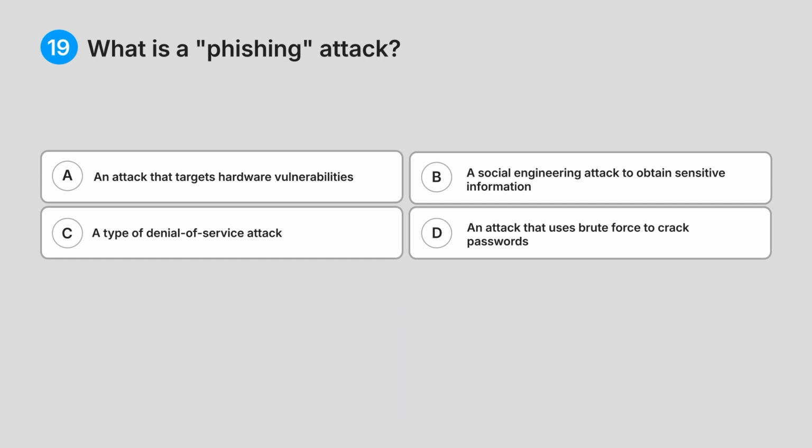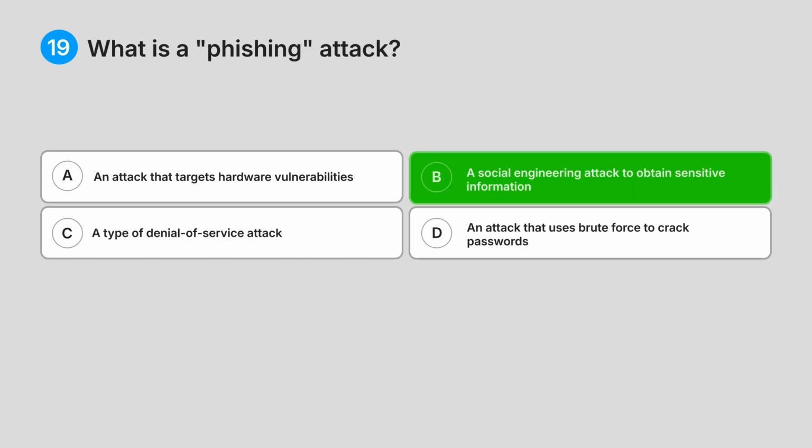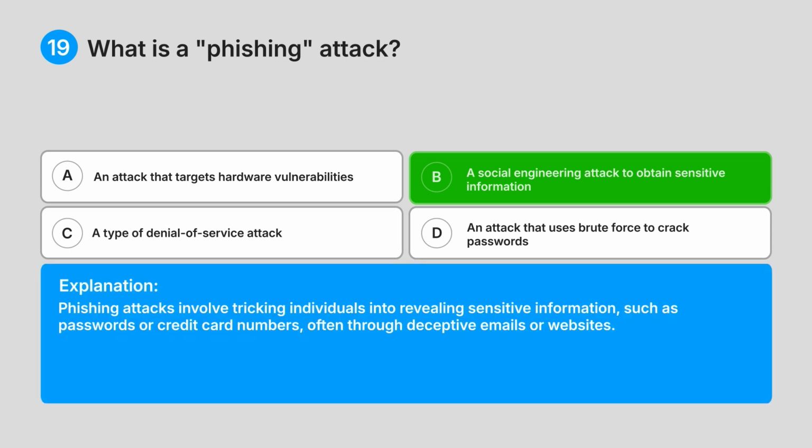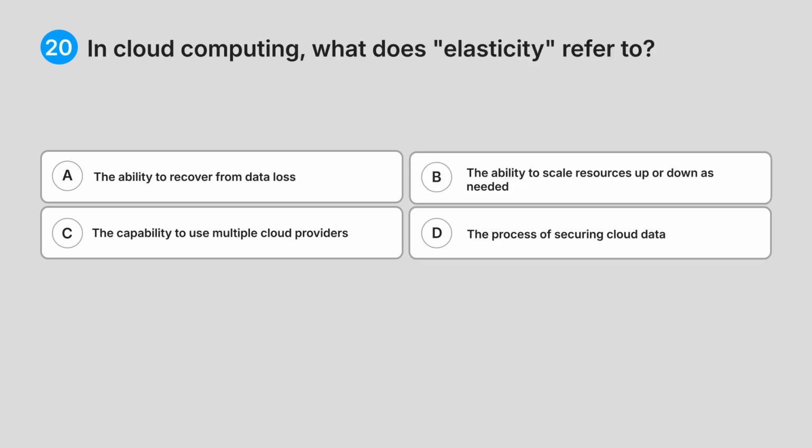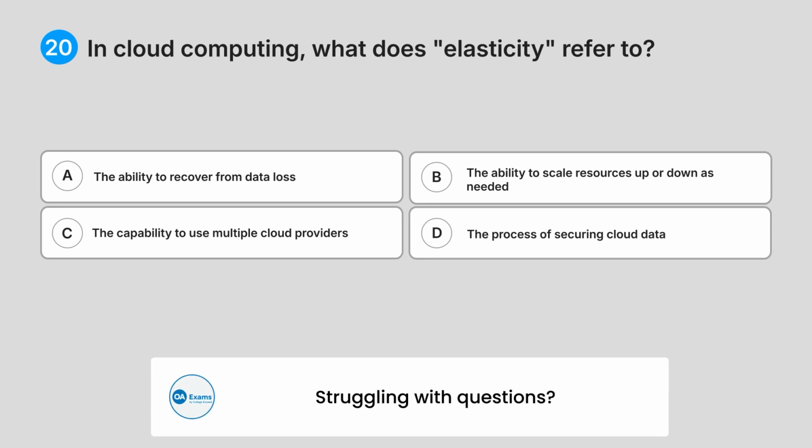Correct answer: B. A social engineering attack to obtain sensitive information. Explanation: phishing attacks involve tricking individuals into revealing sensitive information, such as passwords or credit card numbers, often through deceptive emails or websites. 20. In cloud computing, what does elasticity refer to?